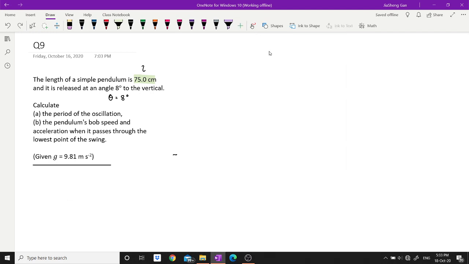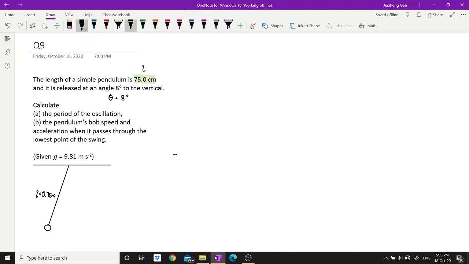For a simple pendulum, we can only assume it's an SHM if the angle is small. So just now my drawing is inaccurate. The angle shouldn't be too big. Then you have a mass at the bottom. So this is a simple pendulum, and based on the situation here, they say that the length is 0.75 meter.